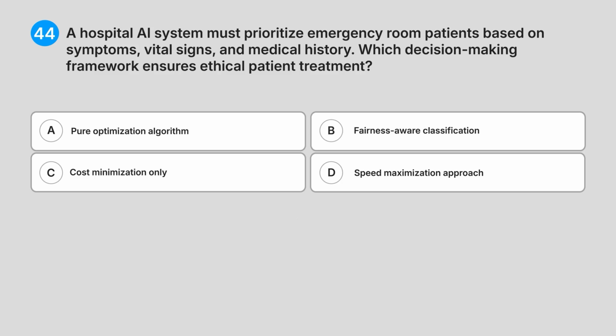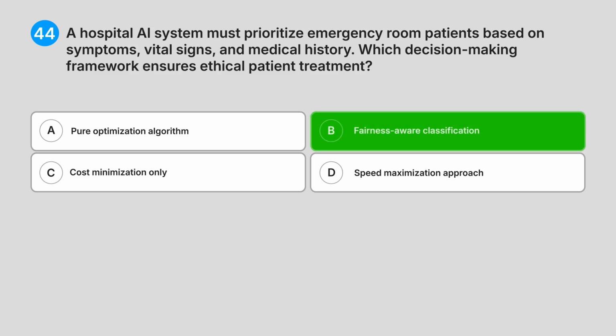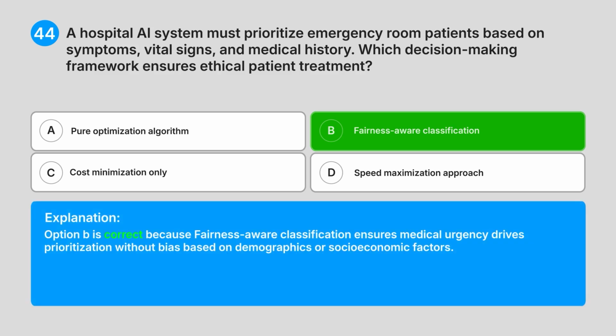Correct answer, B. Fairness-aware classification. Explanation. Option B is correct because fairness-aware classification ensures medical urgency drives prioritization without bias based on demographics or socioeconomic factors.